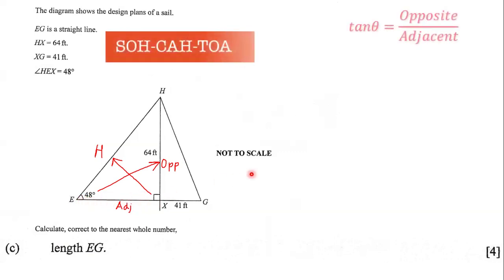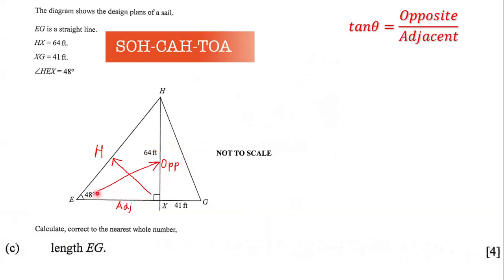So we have tan theta. Now, why do we choose tan theta? It's important to know why. We chose tan theta as opposed to sine theta and cosine theta because we have the opposite side, which is 64 feet, and tan theta incorporates the opposite side, and we're looking for the adjacent side, which tan theta also incorporates. That's why we use tan theta.